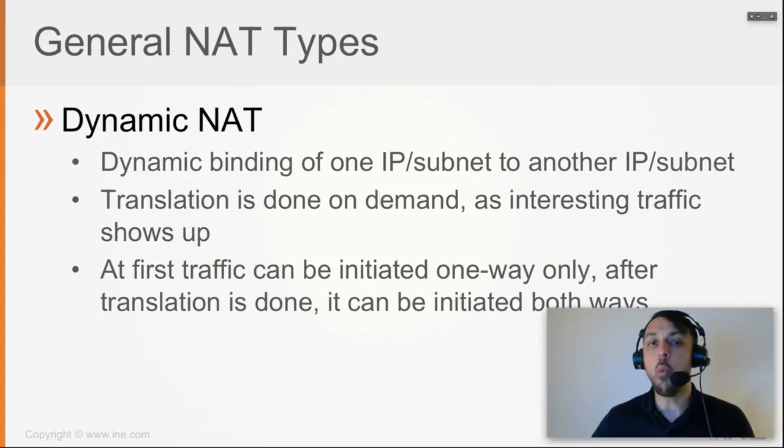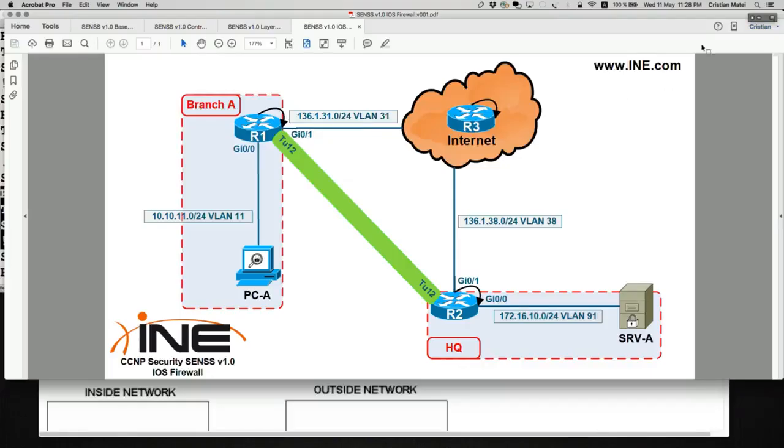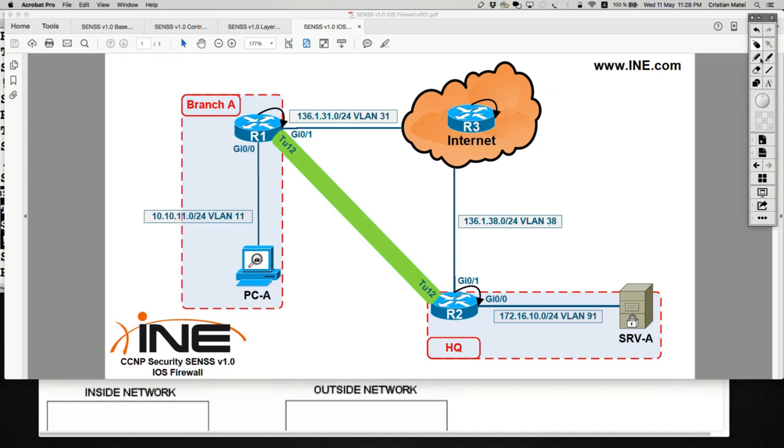So it's still a one-to-one IP to IP binding, but it's dynamically being done. It makes sense that as soon as the translation is done and you have a one-to-one binding, traffic can be initiated both ways. And that's a misconception. Some engineers believe that dynamic NAT doesn't allow traffic to be initiated both ways. It is wrong.